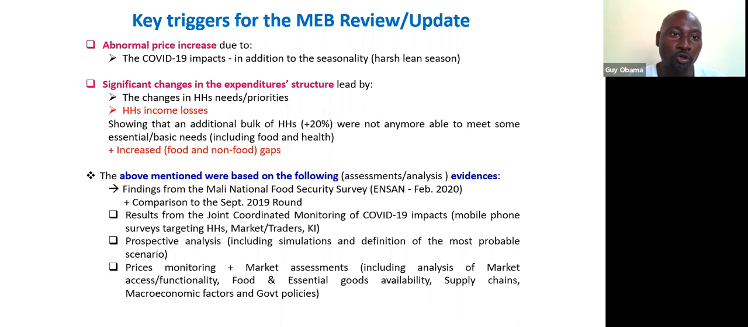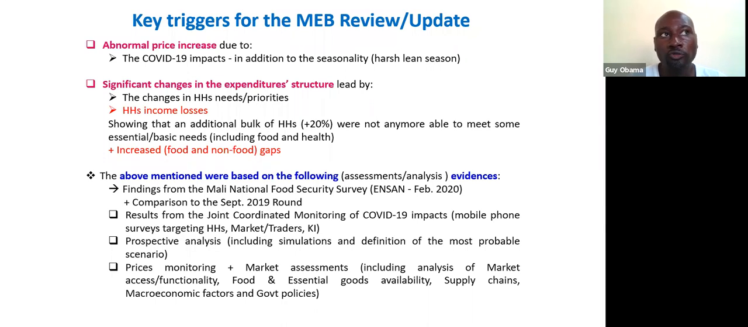Also what we saw was the change in terms of the expenditure structure, so the change in terms of household needs and priorities, because there was loss of income. The loss of income was evaluated at a 20 to 25% reduction. And due to this reduction of income, there was a significant bulk of households, 20%, who were no longer able to meet their essential needs, mainly in terms of food, health, and transport. Recall that there was a movement restriction that led to all this.